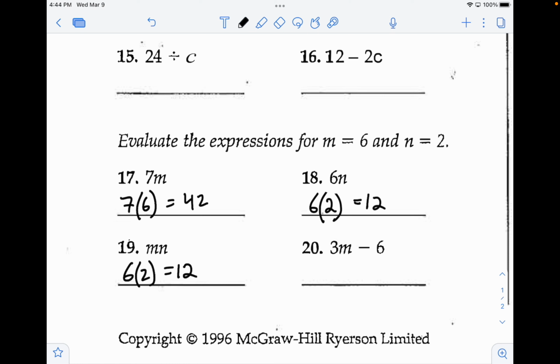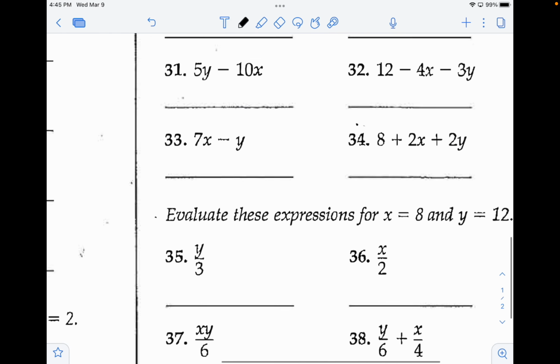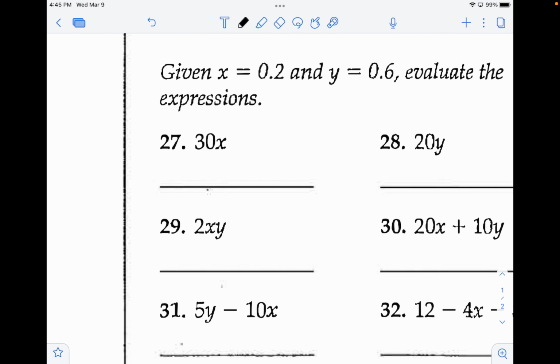Next one, 3m minus 6. So 3, substitute my value for m, which is 6, subtract 6. 3 times 6 is 18, minus 6 equals 12. So that's what we're doing, substituting values for variables. Now you might see some with decimals. It works the same. That's still a value. x equals 2/10 and y equals 6/10. I would substitute in the same way there.